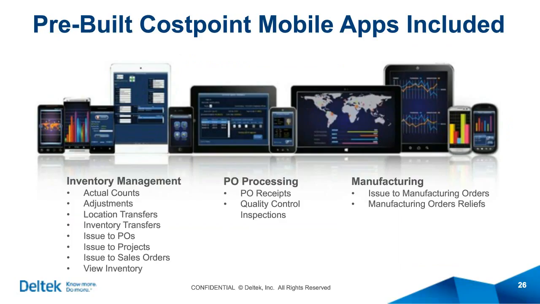I mentioned the pre-built Costpoint applications that are already built, and this is a listing of them. They're around inventory management, PO processing, and manufacturing. These items are already pre-built. They run right out of the box, and what I mean by that is we can install RFgen in a matter of 15, 20 minutes and literally be running against someone's environment. The transactions, therefore, work against validated Costpoint solutions.